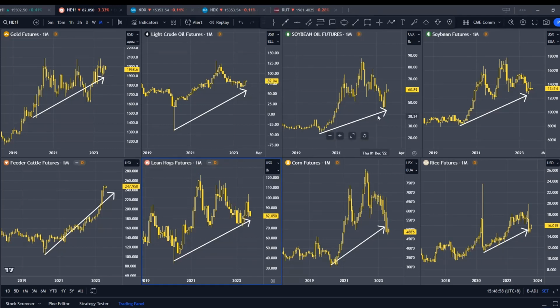And we're seeing soybean oil. Soybean has been staying quite firm, and definitely feeder cattle has been moving up, and lean hog has been staying firm as well, except for corn futures. And rice over the last 2 months has been moving up as well.